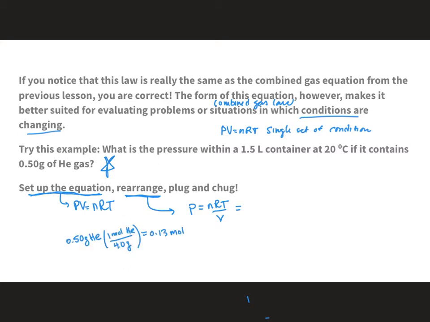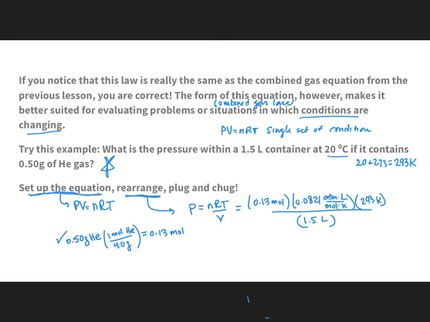You will notice that the amount of gas that was given was in grams. That is not compatible with the R value. And so right here, I've converted those grams to moles. I also notice that the temperature that was given is in Celsius. That is not compatible with the units of R either. So we convert that into Kelvin. We then plug in all of the values, and then you can pick up your calculator and figure things out.